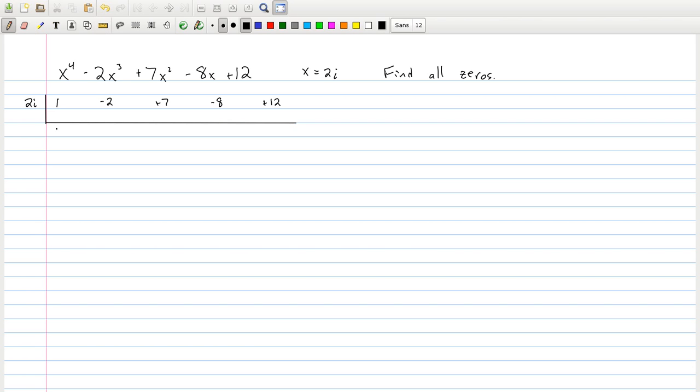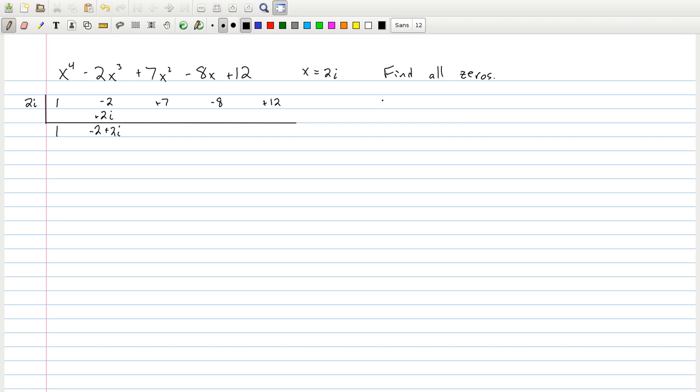So first we bring down the leading coefficient and then multiply. 2i times 1 is 2i. We then add these together. These are not like terms because one's real, one's imaginary. So this leaves us negative 2 plus 2i. We then multiply 2i times negative 2 plus 2i.